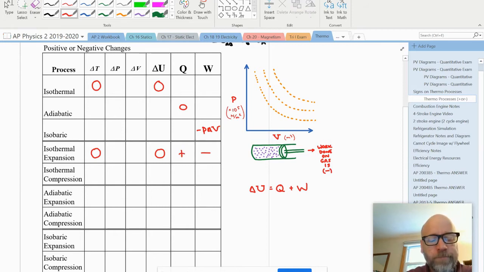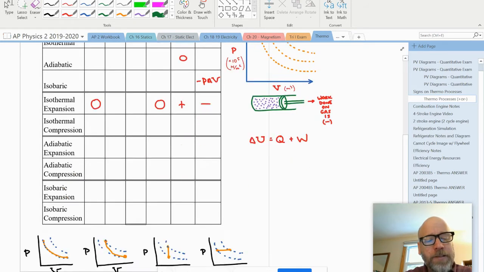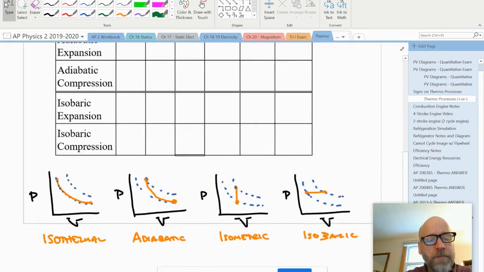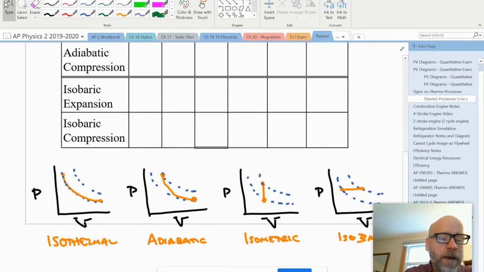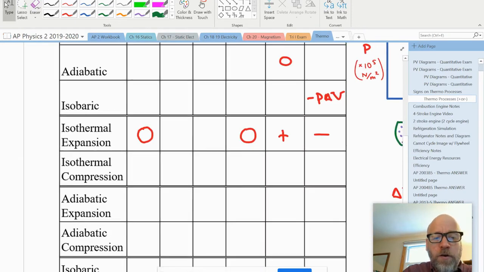Good. Now, for isothermal expansion, the change in pressure, let's think about that. As it expands, let's look at the graph. As it expands, the pressure is going to go down while the volume is going to increase.